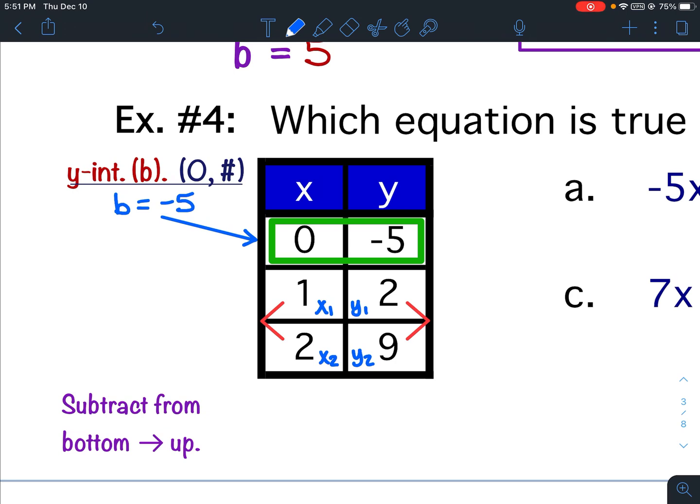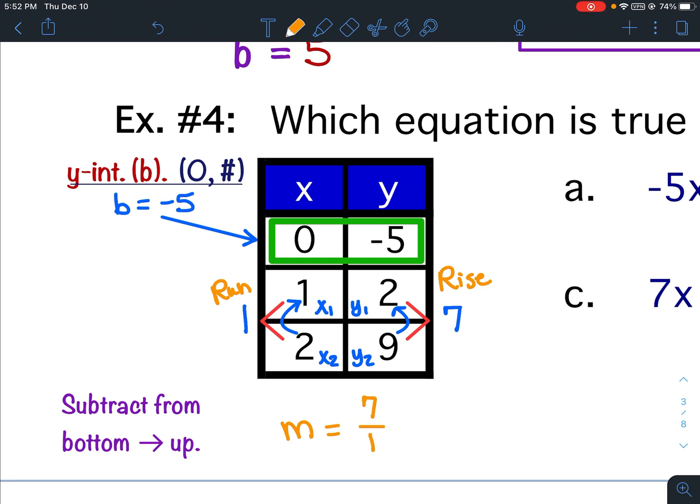In other words, I'm going to take 9 and subtract the 2. So 9 minus 2 is 7. And then I'm going to take the 2 and subtract the 1. 2 minus 1 is 1. Your rise is the difference in y coordinates. So this is your rise. The run is the difference in x coordinates. So this is our run. So my slope for this equation, my rise is 7, my run is 1.